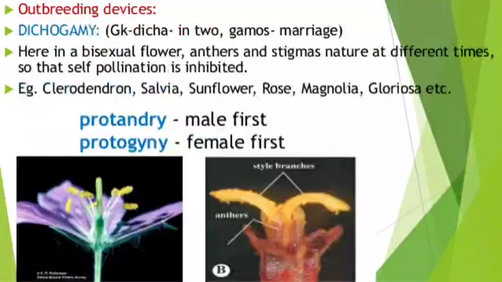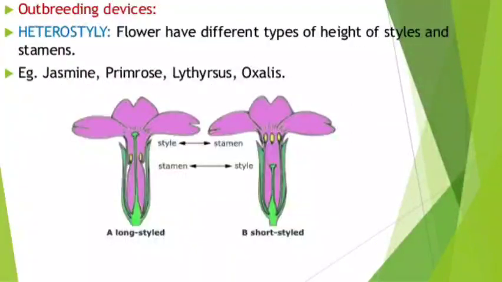This is the first method. The second outbreeding mechanism is called dichogamy, where the maturity of the male part and female part is at different times. It may be protandry, like in salvia, where the male part matures first, or it may be protogyny, where the female part matures first.